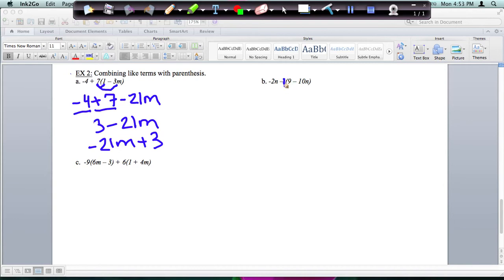Okay, so I need to distribute a negative 1 through the parentheses. So again, I'm just changing the sign. So negative 2n, negative 1 times 9 is negative 9. And negative 1 times negative 10n, remember a negative times a negative is a positive, so positive 10n. I've now gotten rid of the parentheses and I can combine my like terms. So my like terms here are the ones with the n's. So I have a negative 2n and a positive 10n. And when you combine those, you get 8n, and then just bring down the minus 9.